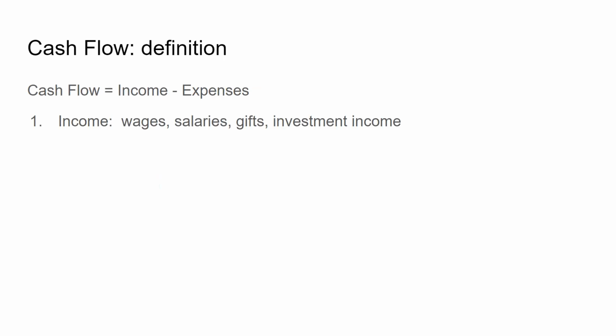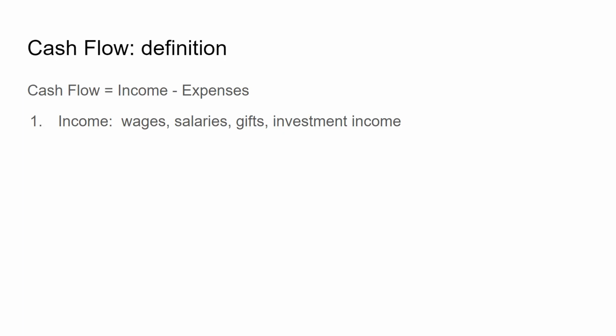All right, cash flow. What is cash flow? Cash flow is basically your income minus your expenses. It's actually a very easy and simple definition. You have income, you have expenses. If you have positive amount left over, you have positive cash flow. If you're spending more than you're making, you have negative cash flow.